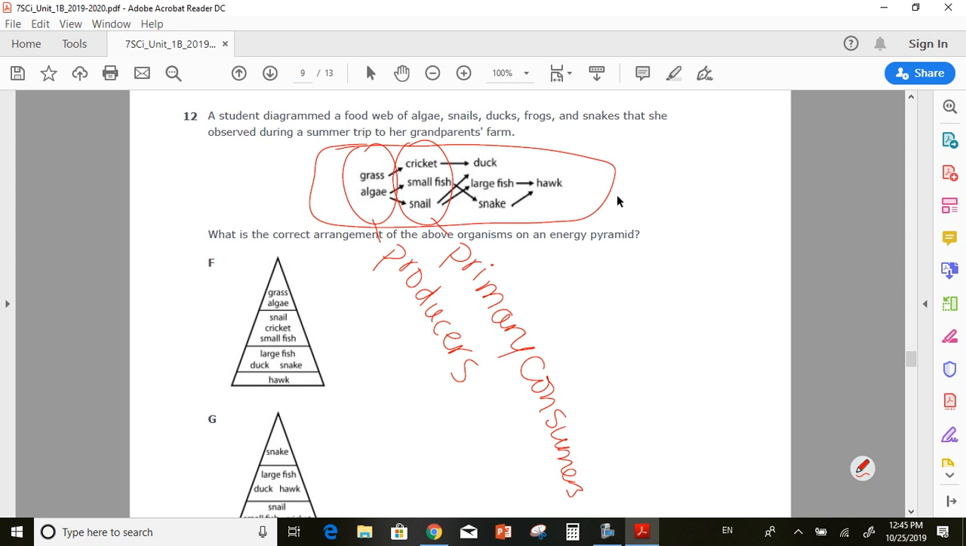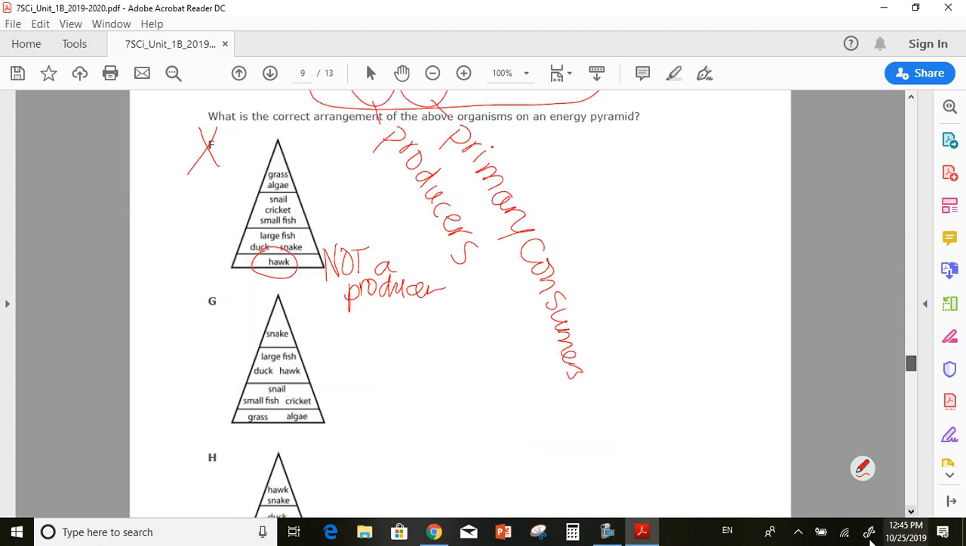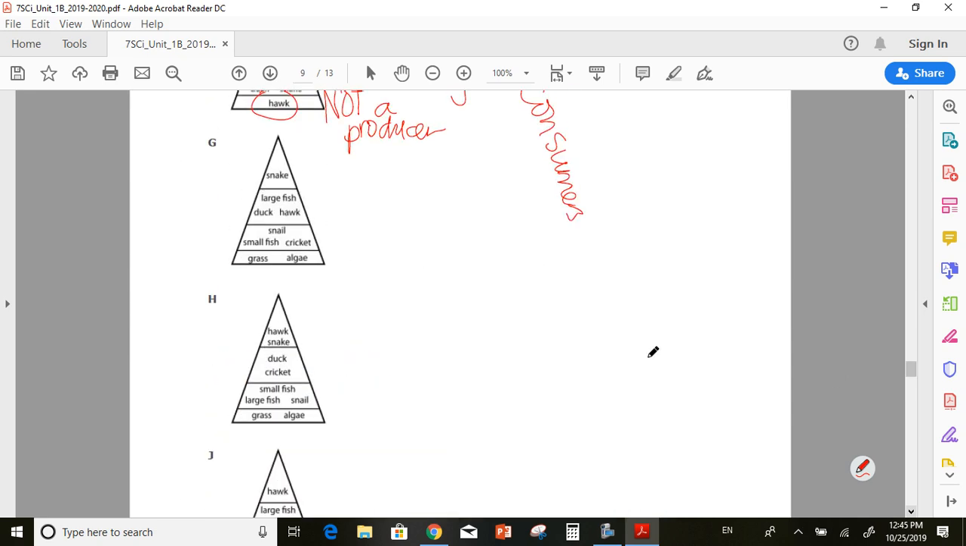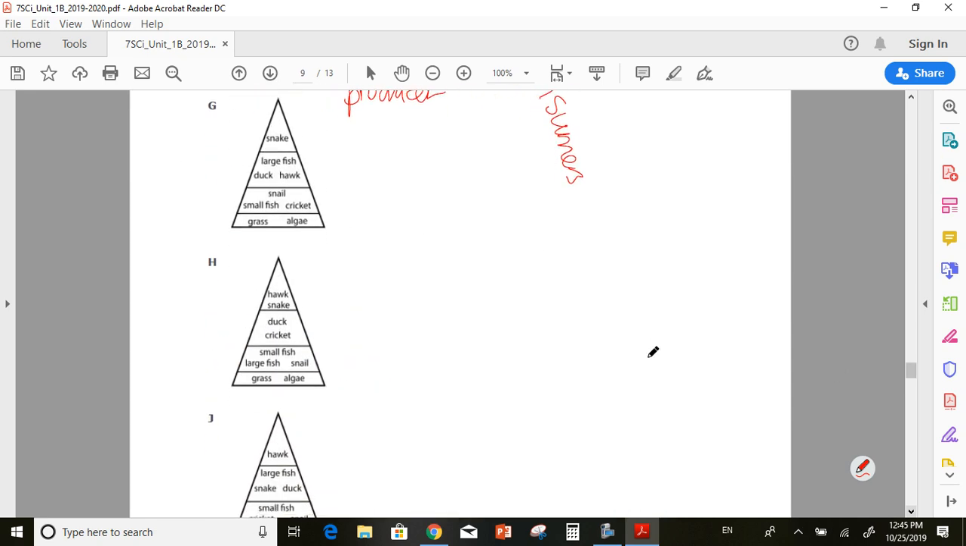So, the first one has the hawk at the bottom. The hawk is not a producer. So F is wrong. Let's scroll down and see if we can look at G. Oh, playing around with me. Letter G has grass and algae. Yes, so far. Let's look at what are the primary consumers.